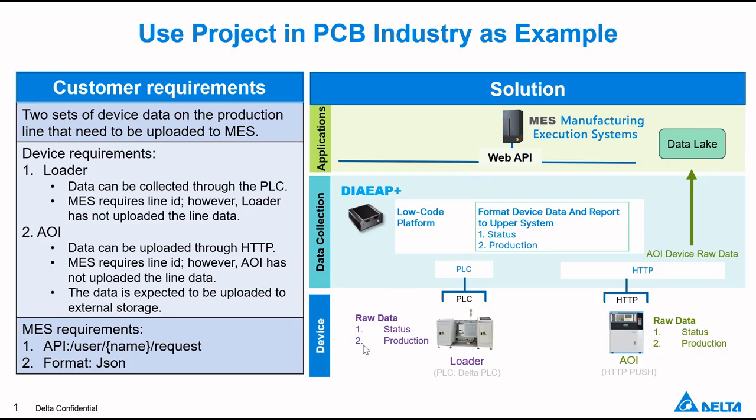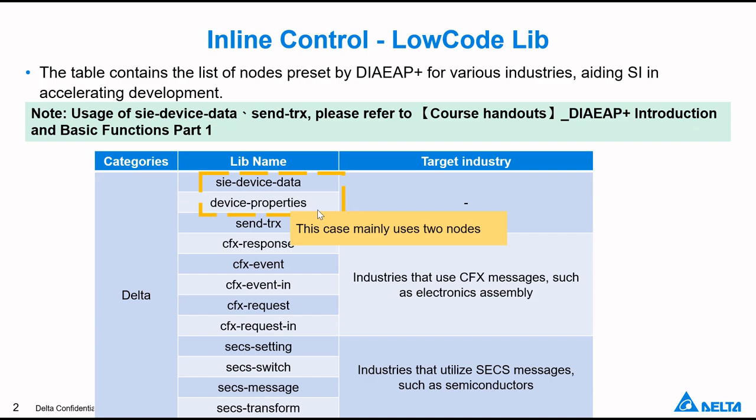In this video we will show this PLC loader putting the data, combining the factory and product line information, and throwing it to the MES system with the web API. Here we will use the Node-RED node and the device property inside to combine the factory and line product information. We will use this node.